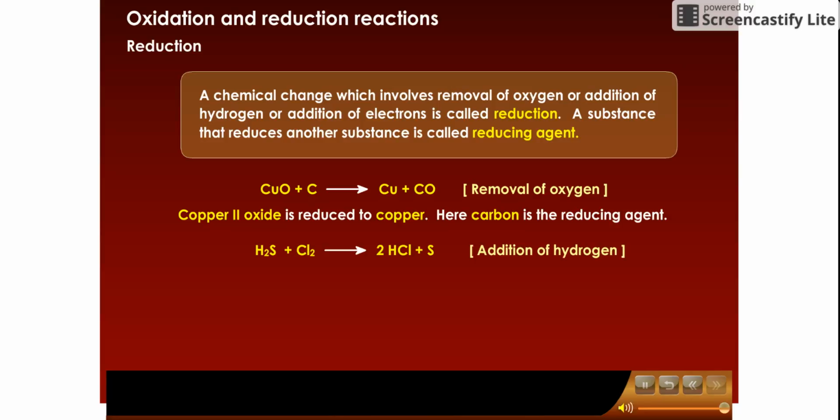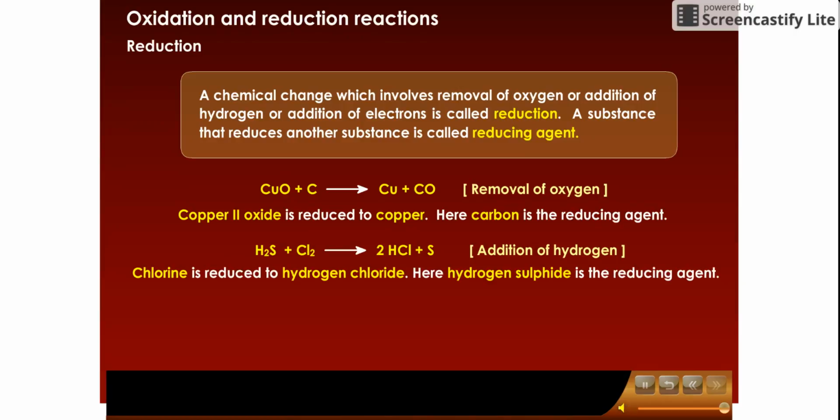H2S, hydrogen sulfide, plus Cl2, chlorine, gives 2HCl, hydrogen chloride, plus S, sulfur, by the addition of hydrogen. Chlorine is reduced to hydrogen chloride. Here, hydrogen sulfide is the reducing agent.